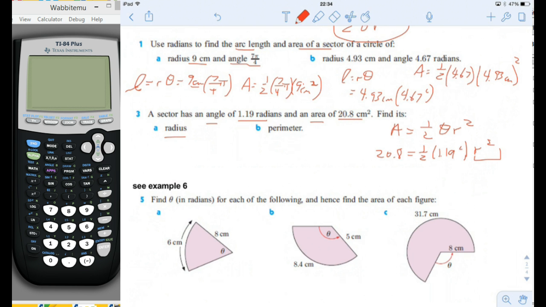What about the perimeter? The perimeter of a sector would be the two radius pieces and the arc length. Okay, so the arc length we find by L equals r theta. We could take the r that we found here and multiply it times the theta, which is 1.19 radians. And then here we would also have two more r's, and each one of these r's is equal to the radius again. Okay, so that's how you would find the perimeter.